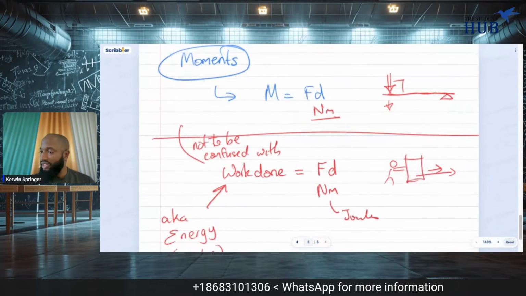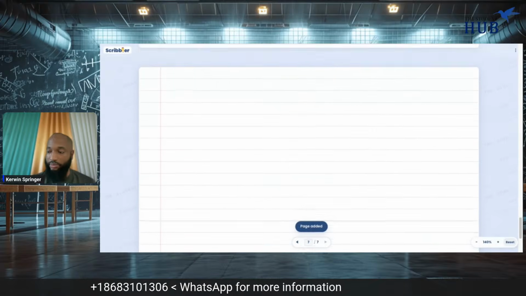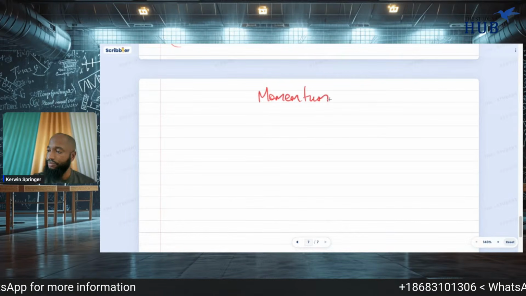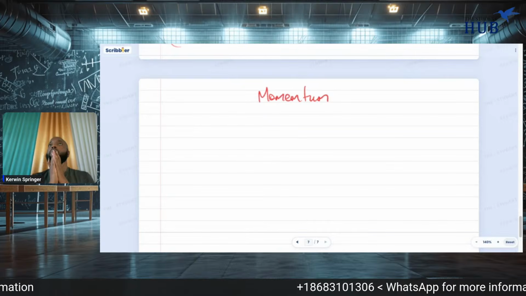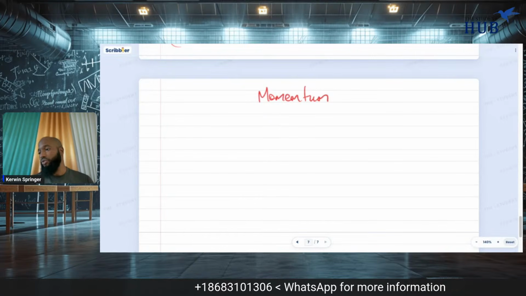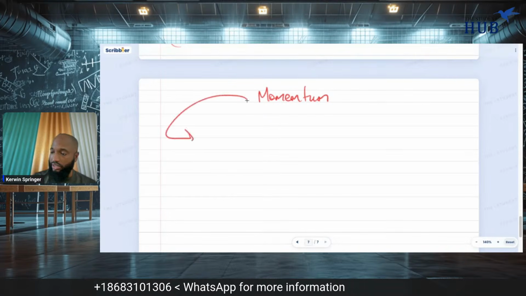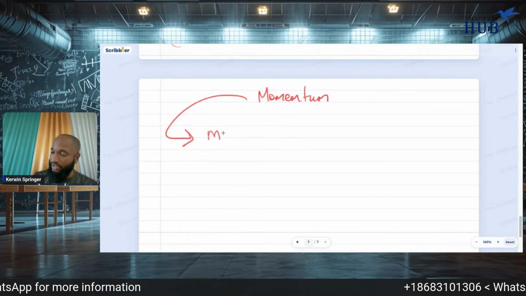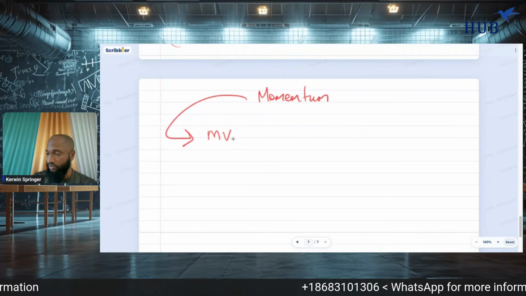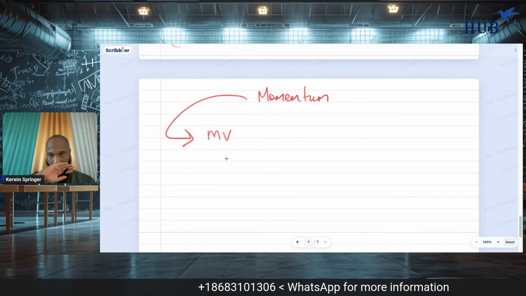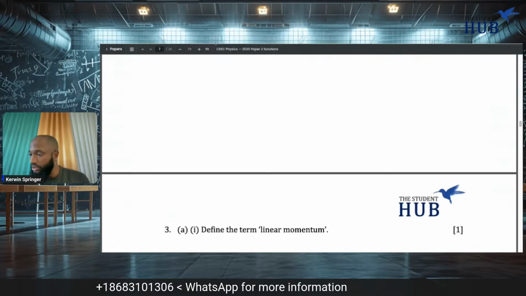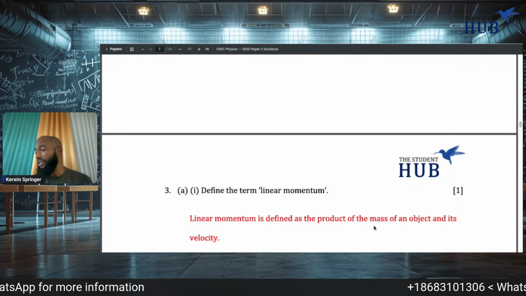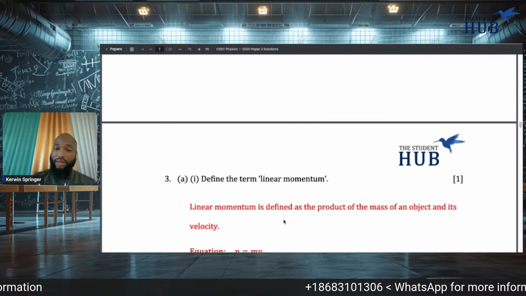So yeah, we are not talking about any of this. We are talking about momentum. What is momentum? Product of mass and velocity. So a body contains momentum when you examine the product of its mass and its velocity. So let's see what the question was. Linear momentum is defined as the product of the mass of an object and its velocity. So once you hit that, you're good to go.